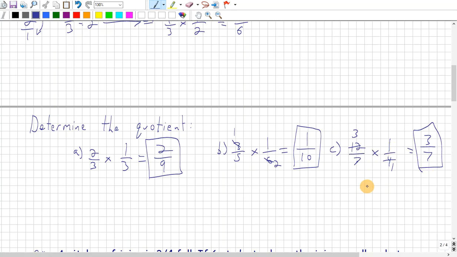Again, you could have gone 12 times 1, which is 12, 7 times 4, which is 28, and then reduce that. You could divide by 2 a couple times. It doesn't matter. That's totally fine. I'm just showing kind of the shortcut.